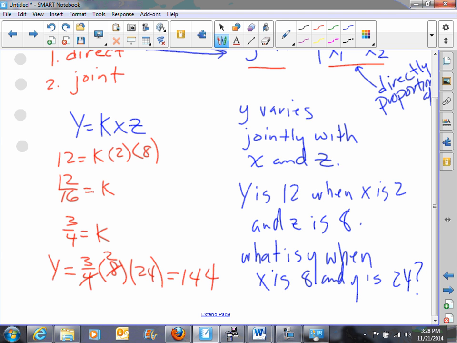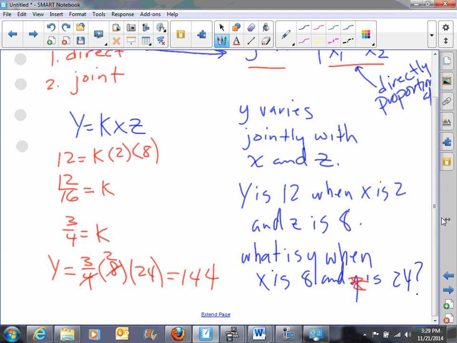So when x is 8 and z is 24. Oh, shoot. Did that mess you up? I hope not. The question is, what is y when x is 8 and z is 24?